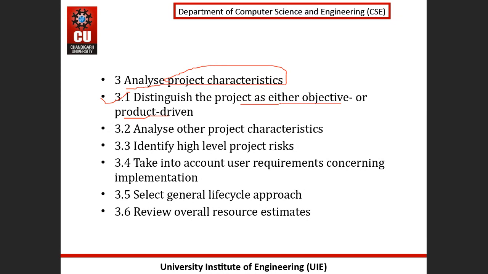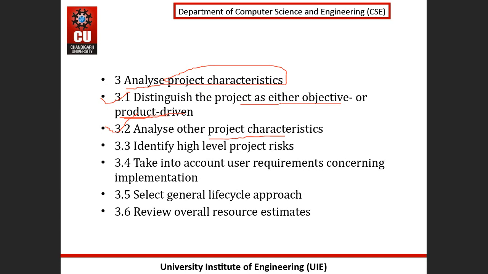So as development of the system advances, it tends to become more product driven, although the underlying objectives always must be respected. So the project should be product driven. So next we have analyze other project characteristics. What are other project characteristics? Like including quality based ones, quantity based ones, that kind of characteristics.